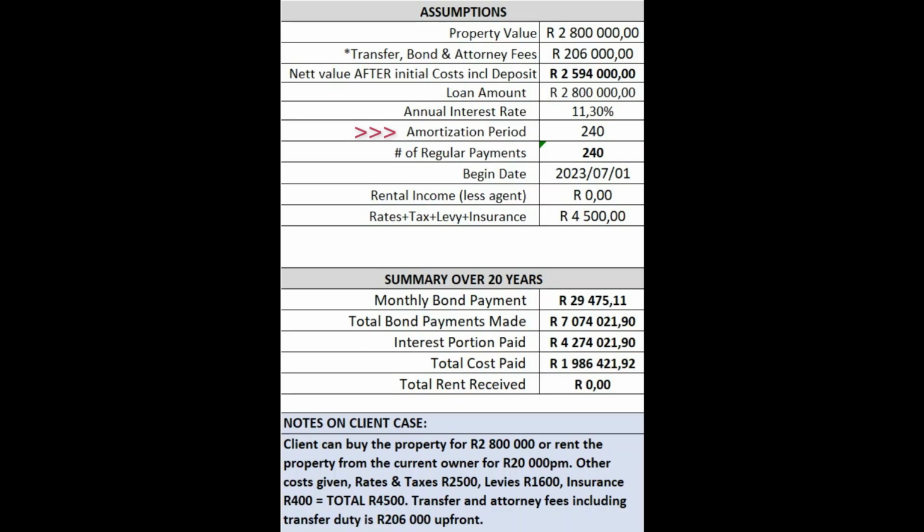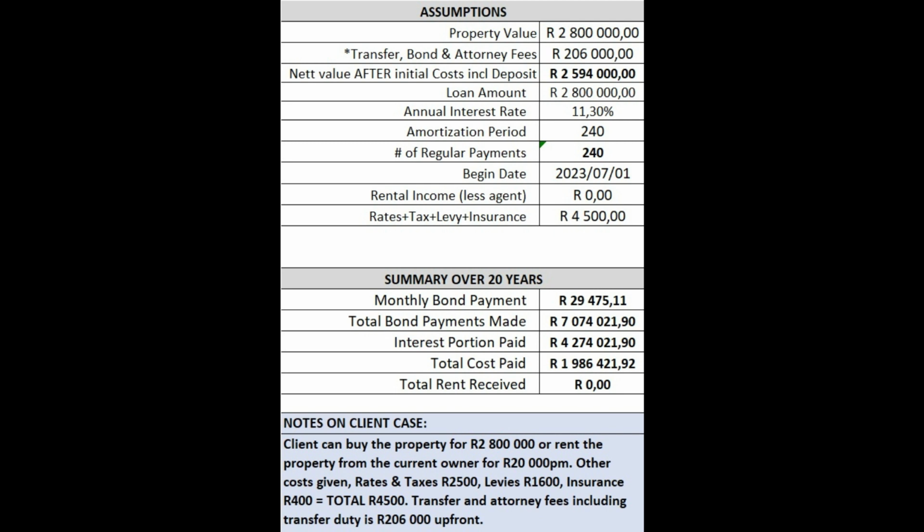Amortization period, that's the payment period over which you pay your bond off. In this case, we're going to assume a 20-year payment, which is 240 months. Begin date, in other words, when this bond is going to start. Rental income, less agent cost. We're not having a rental income on this property. Remember, this is not the purpose of this calculation. You're going to either live in this property or rent a similar property. So rates, taxes, levies, and insurance, 4,500 Rand.